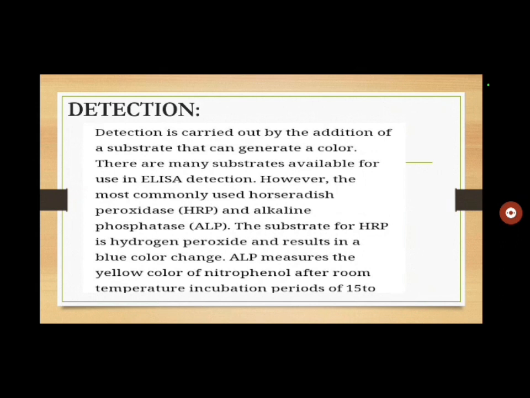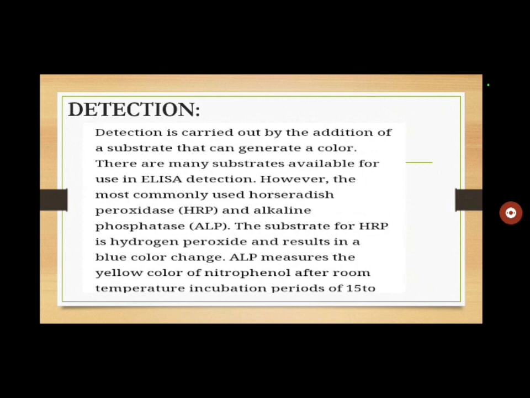Detection. Detection is carried out by the addition of a substrate that can generate a color. There are many substrates available for use in ELISA detection. However, the most commonly used are horseradish peroxidase and alkaline phosphatase. The substrate for HRP is hydrogen peroxide and results in a blue color change.